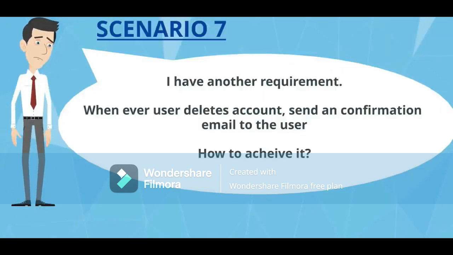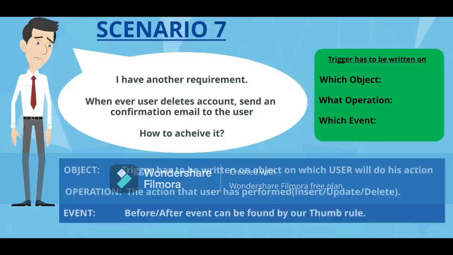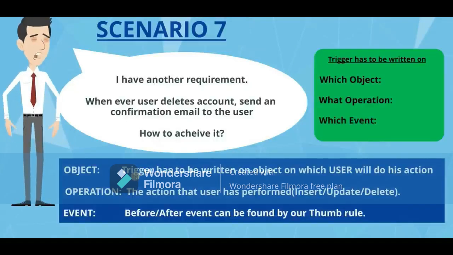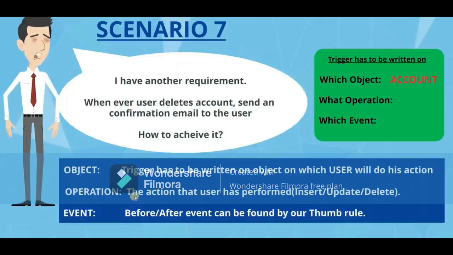I have another requirement. Whenever a user deletes an account, send a confirmation email to the user. How to achieve it? This is very much self-explanatory. For that also we need to write our trigger. So on which object, which operation, which event can be determined here. The trigger has to be written on the object on which the user will do his action. In this scenario, the user deletes an account. So basically the object is account.